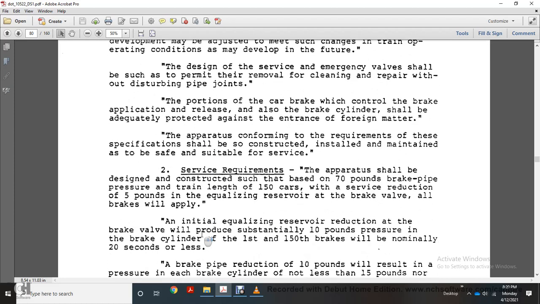Service requirements: the apparatus shall be designed and constructed to serve for 70 pounds brake pipe pressure, train length of 150 cars, with a service reduction of 5 pounds.